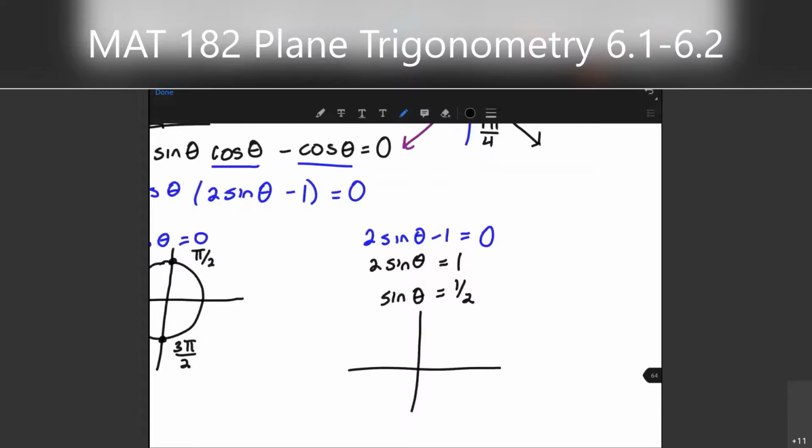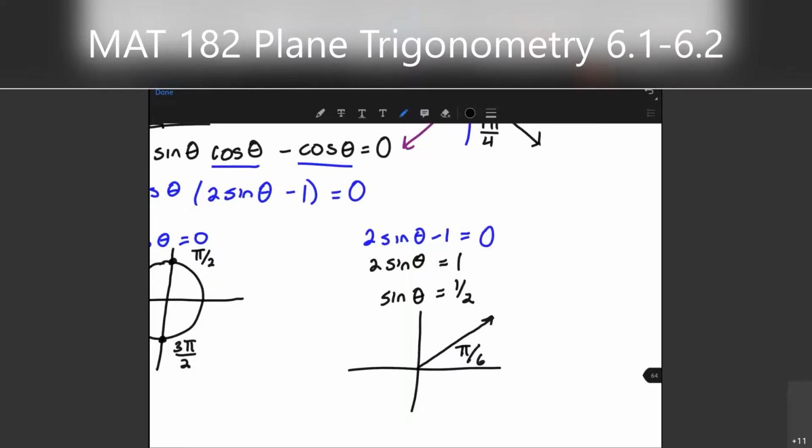I consider a 30, 60, 90 triangle. Yep. Kevin, you got that? Yeah, sine of 30 degrees would give us 1/2. So 30 degrees in radians, we would say is pi over 6. So pi over 6 is one solution.